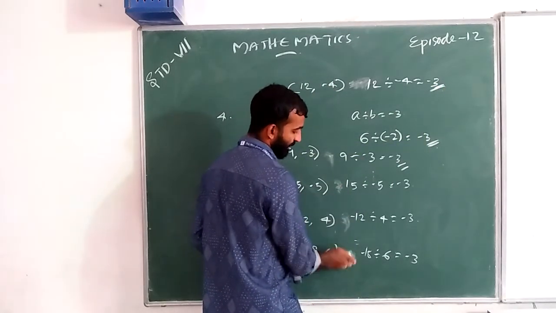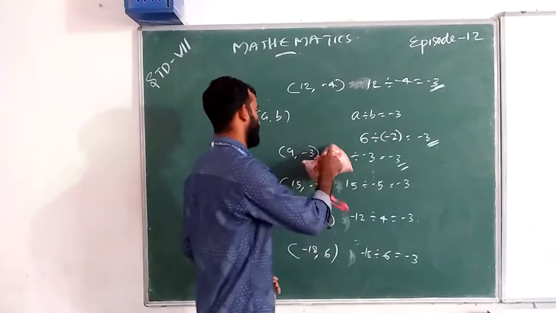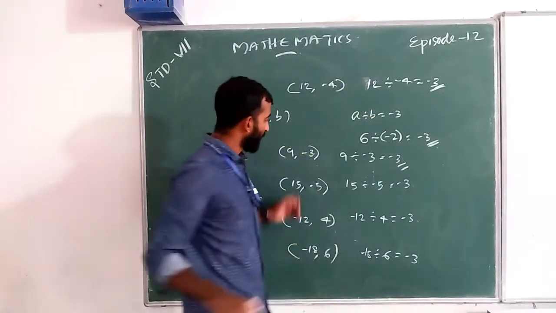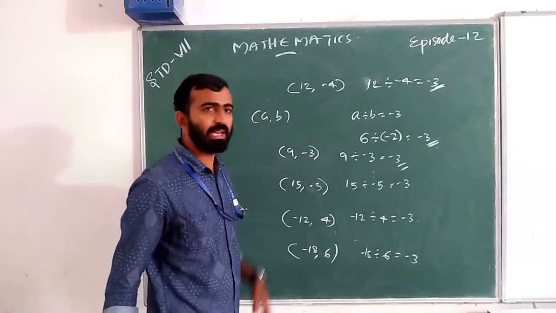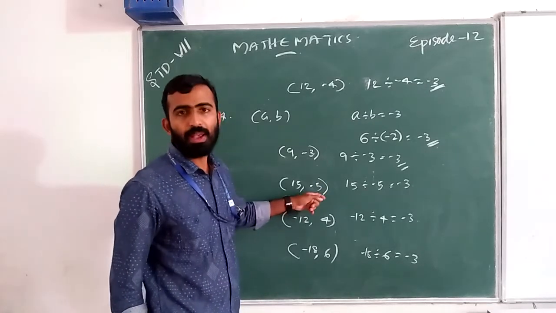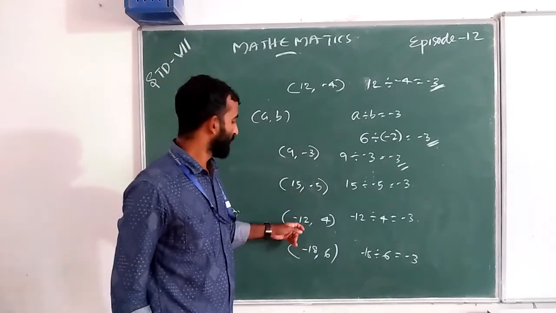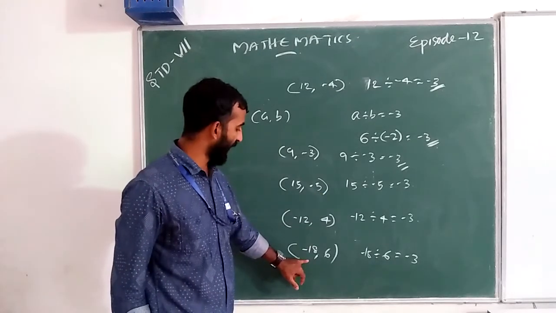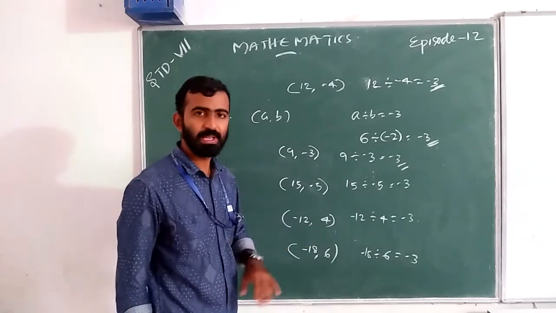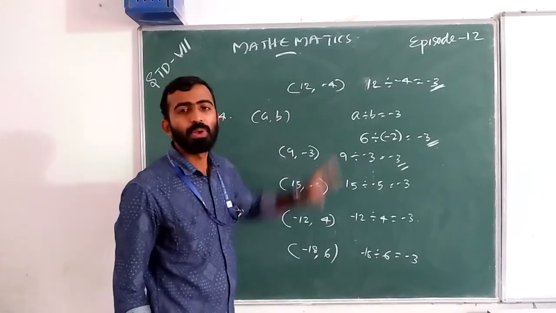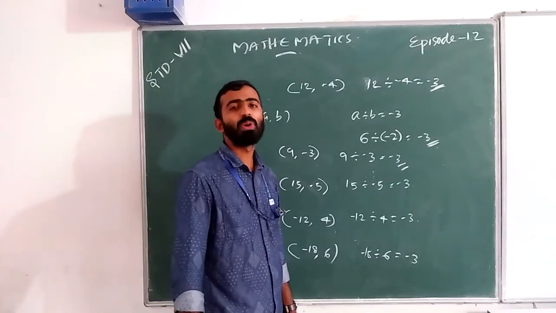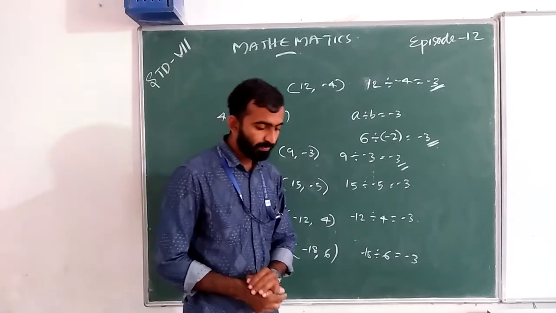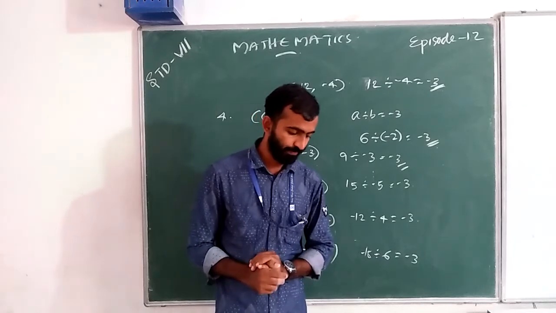These are the pairs. That is 9 and minus 3, 15 and negative 5, negative 12 and 4, negative 18 and 6, and here is 12 and negative 4. This is the solution for question number 4.